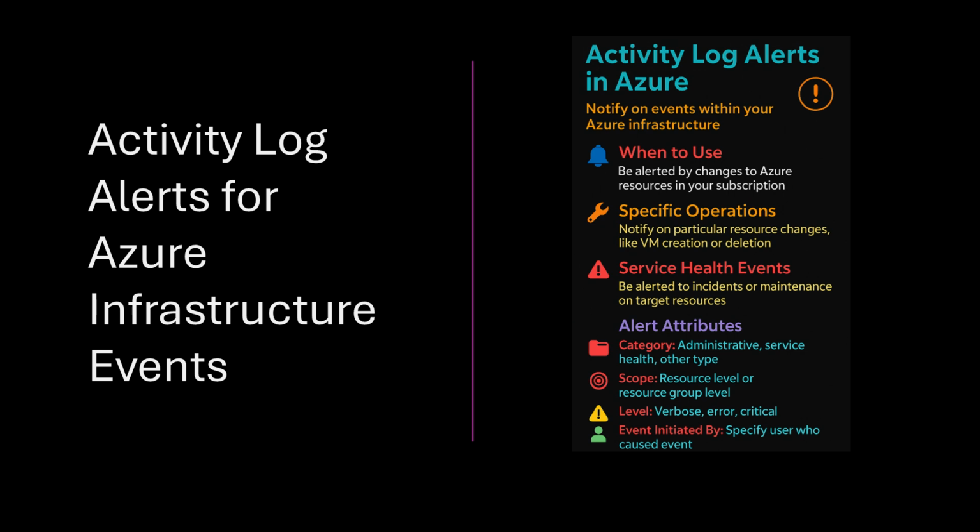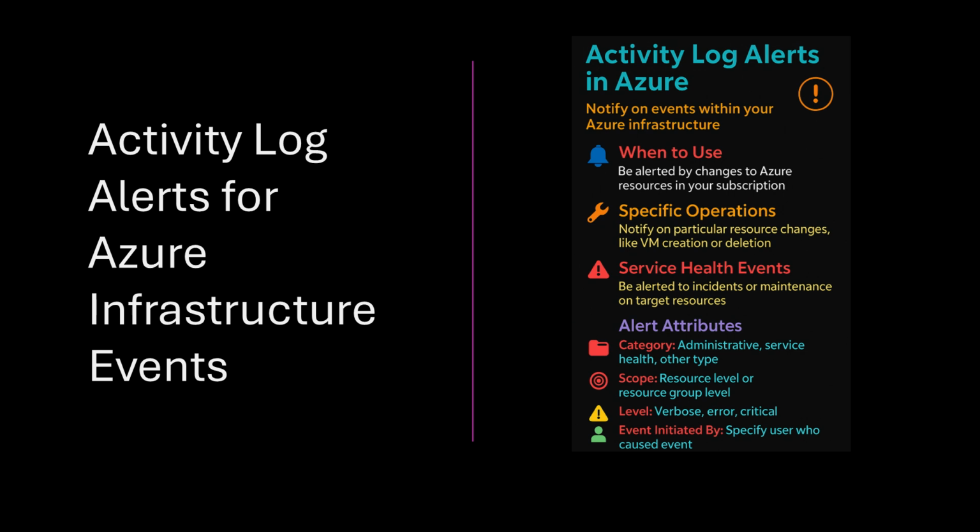First, specific operations. These apply to activities that affect Azure resources, like virtual machine modifications, storage account deletions, or role assignments. You might configure an alert to trigger whenever a VM is powered up or a new user is added to a privileged group. These types of alerts operate at the resource group, or subscription level, depending on how you define the scope.